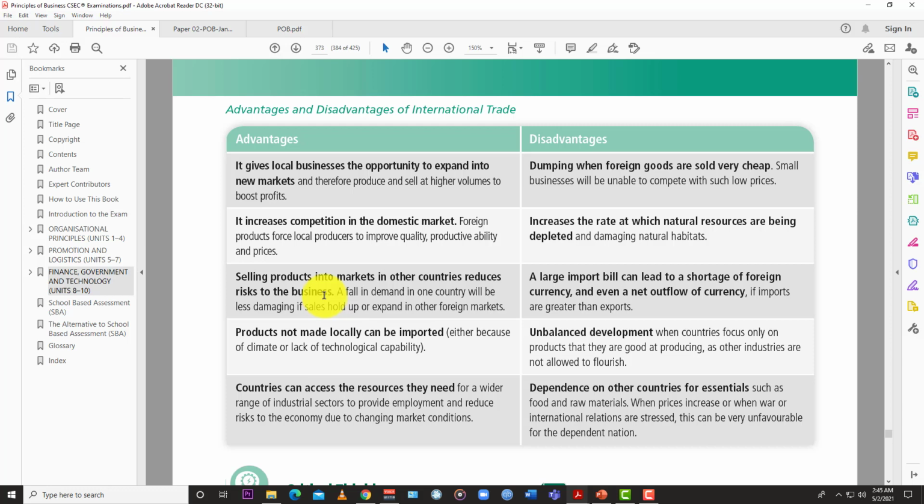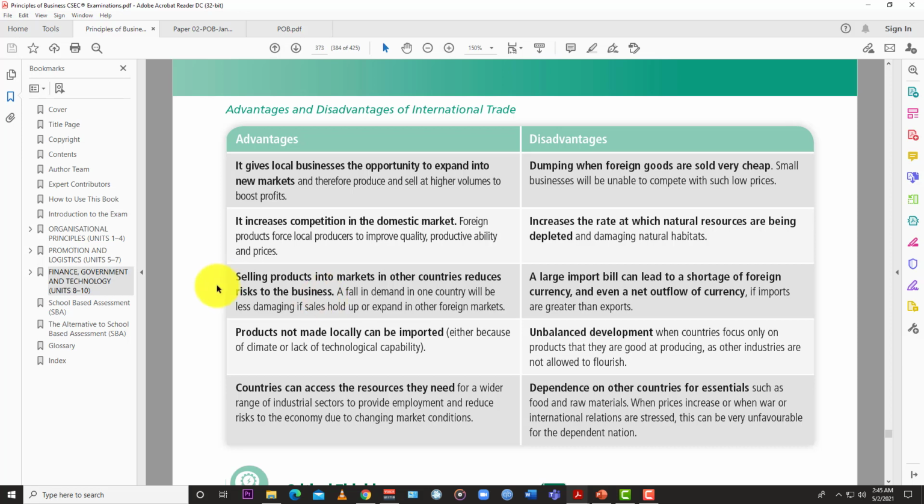Because what if your local country stops demanding your products? What if they stop asking for your product? Then you have a problem. You have nowhere else to go. But if there comes a point where the local market stops demanding your product, you can always go outside and still maintain some of your sales.